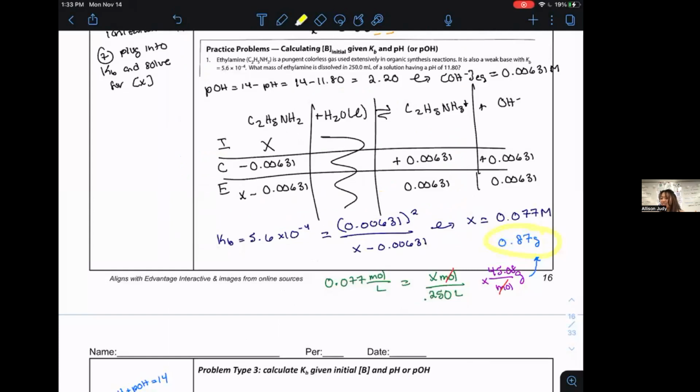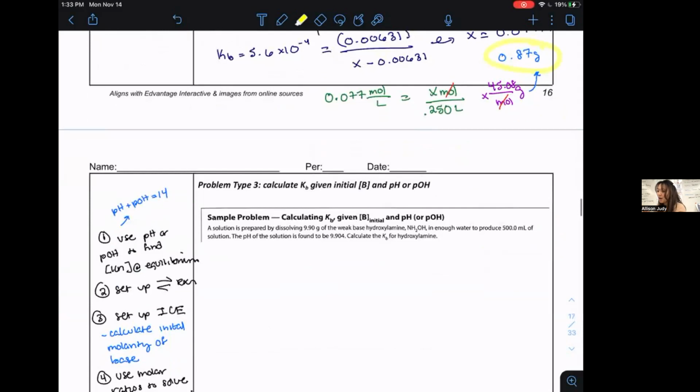All right, so we just talked through it with the class, but hopefully following the steps makes sense. The only thing that was different about this problem was that you had to go past molarity and go to grams using molar mass and the specific volume that you diluted it in. Okay, so problem 3. You need to calculate KB given initial and equilibrium values through pH.